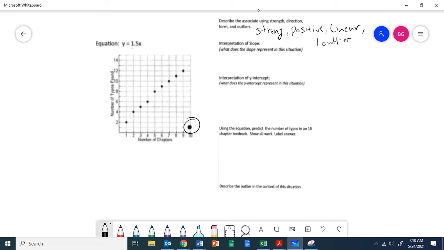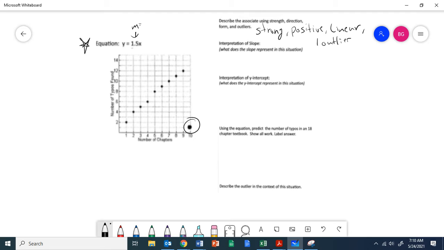Now, interpreting the slope. What does the slope represent in this situation? Well, they give us the equation up at the top right. The equation is y equals 1.5x. So our slope here is the 1.5. It's always the number in front of the x because it's like y equals mx plus b. We're looking at the m.